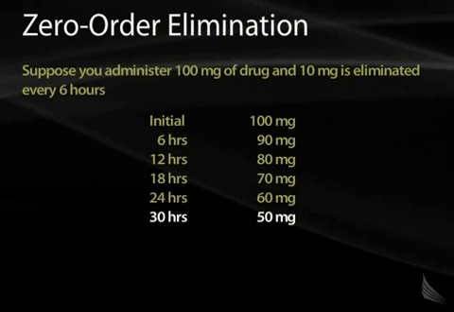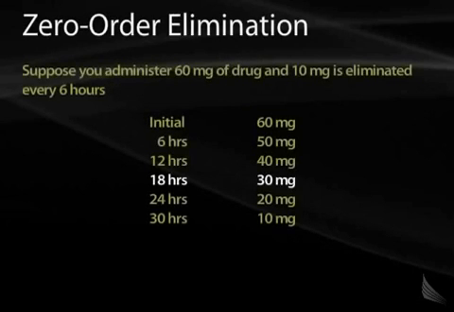Here's an example of a medication that uses zero-order elimination as you try to determine what the half-life is. In this patient, you initially gave 100 milligrams of a medication. You would wait for the plasma level to reach 50 milligrams per whatever unit volume, and you showed that it took approximately 30 hours. So your half-life for this medication would equal 30 hours.